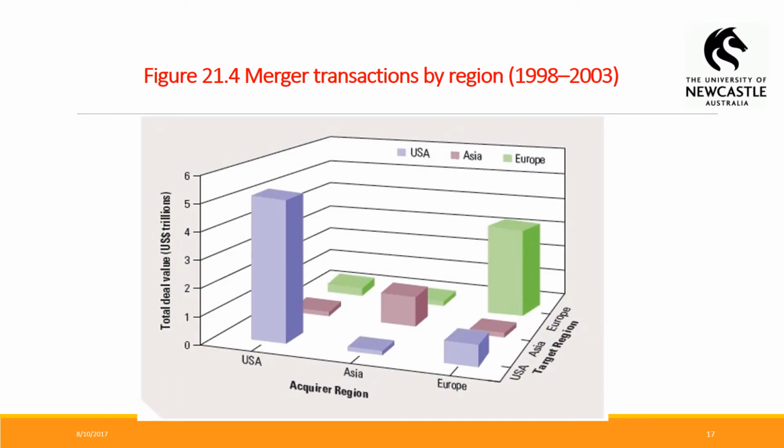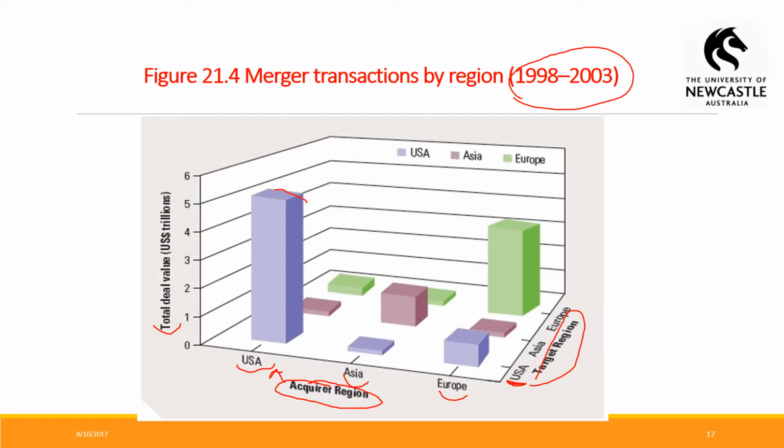We then look at the size of M&A transactions across regions, right? We're looking at three regions here: the USA, Asia, or Europe, and the time frame is from 1998 to 2003. What this graph shows us is the size of M&A activity where the acquirer is from a certain region and the target is from some other region, right?